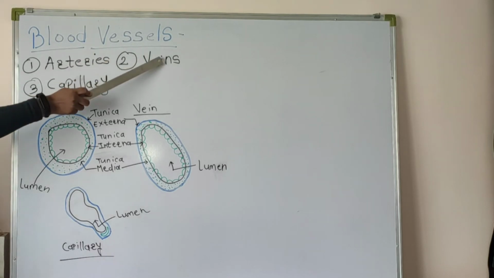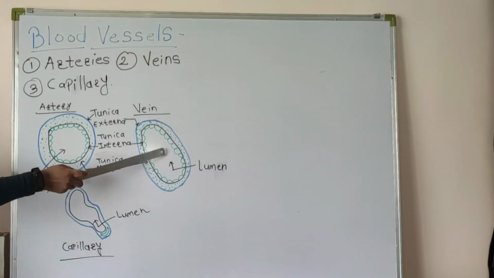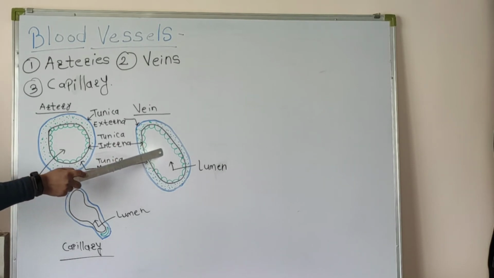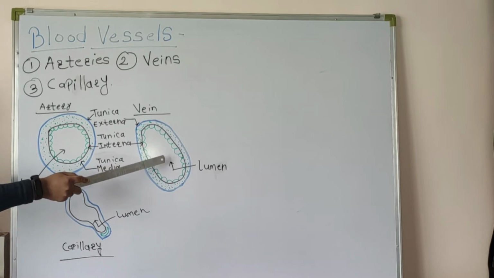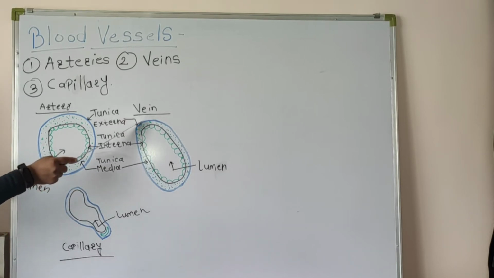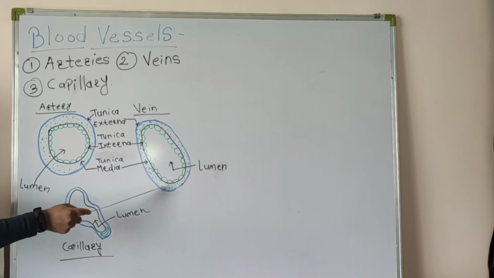Now we will see the veins. This is the diagram of a vein. As I told you, the lumen of the vein is narrow or oval in shape. The vein also has three layers. The outer layer is the tunica externa, the inner layer is the tunica interna, and the middle layer is called the tunica media.